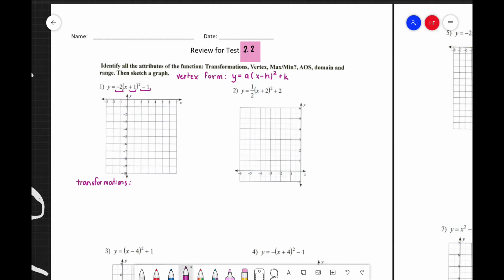So the transformations on number one, the first thing that I see that's different is that negative sign. So we have a reflection across the x-axis, meaning it's not going to be facing up, no, it's going to be facing down. Then we have that 2 for the a value. 2 for an a value is a whole number, which would be a vertical stretch.